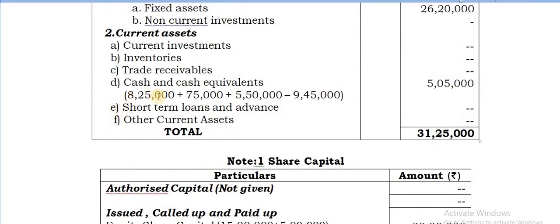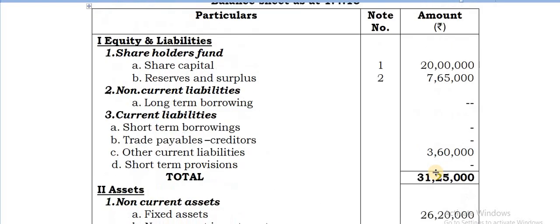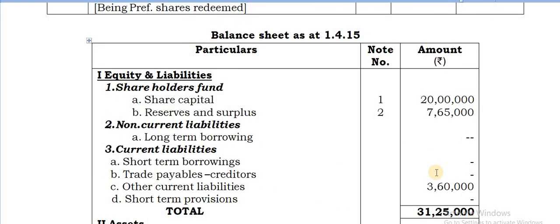So 8,25,000 plus 75,000 plus 5,50,000 minus 9,45,000. So the balance 5,05,000 you are getting. This total together 31,25,000 you are getting. Okay. So pause it and write it down.